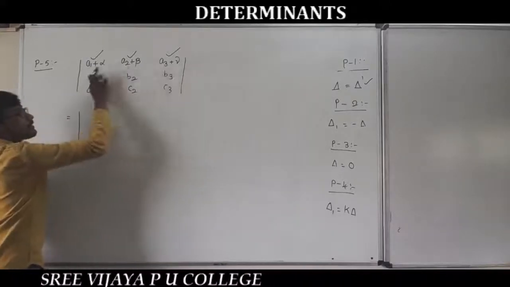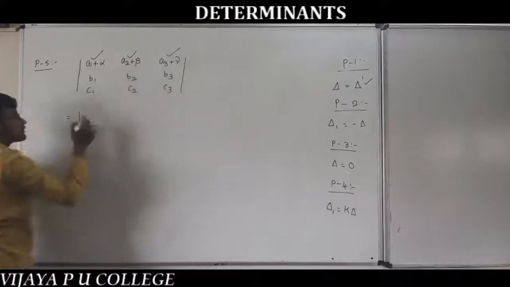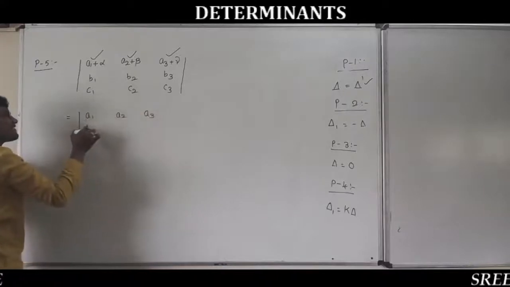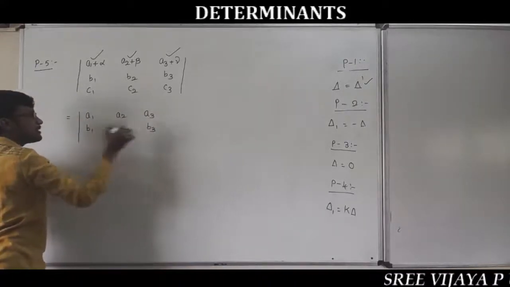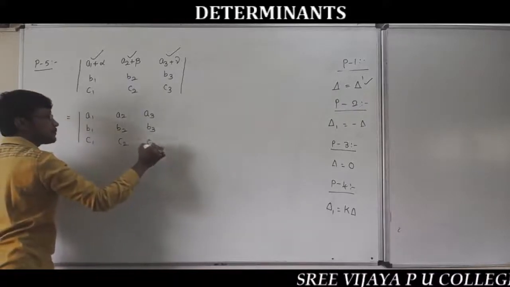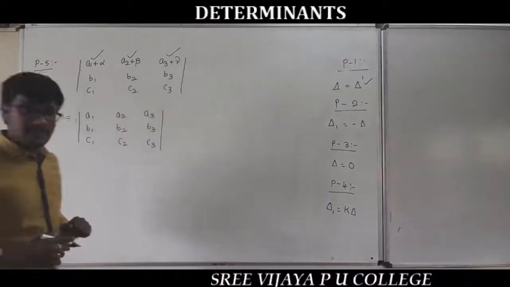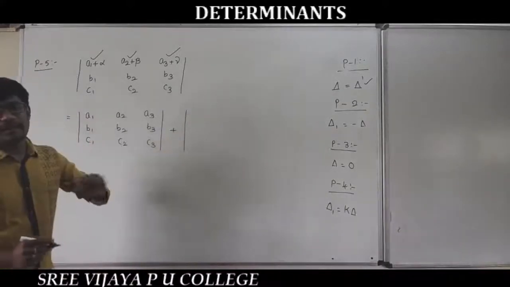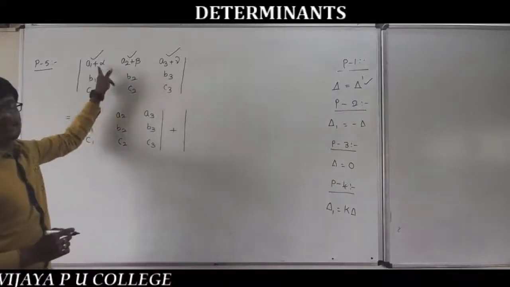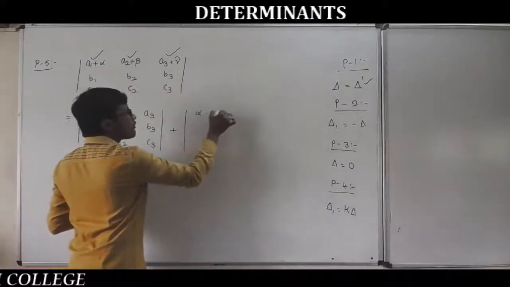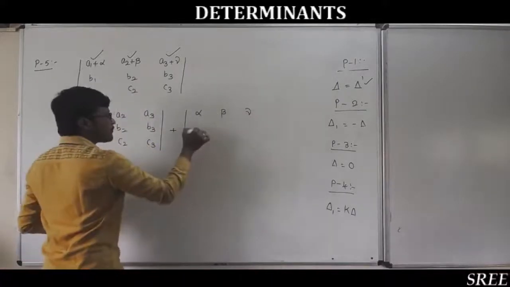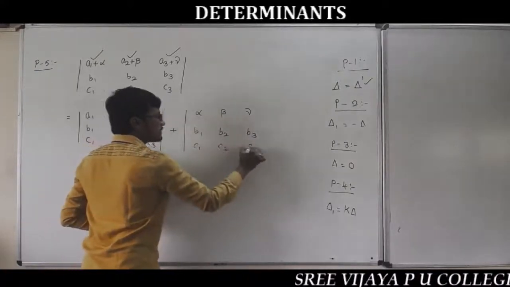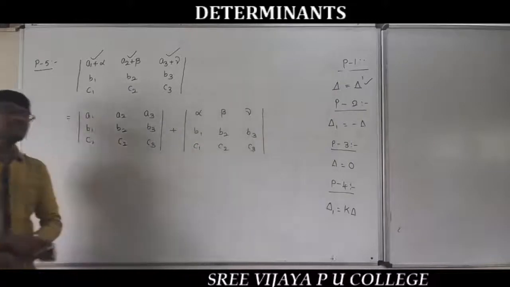So in the first row, it is a sum of 2 terms. So you can write the first terms. For the first determinant, write the first terms: A1, A2, A3, B1, B2, B3, C1, C2, C3. Okay, this is the first determinant. So plus, the second determinant. What can we write? In R1, you have the second elements, so write the second elements: alpha, beta, gamma, B1, B2, B3, C1, C2, C3. So this is the second determinant.